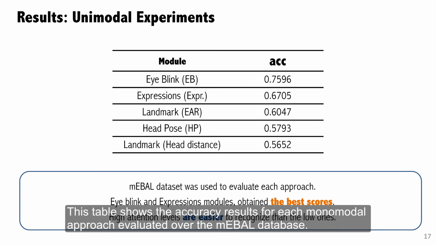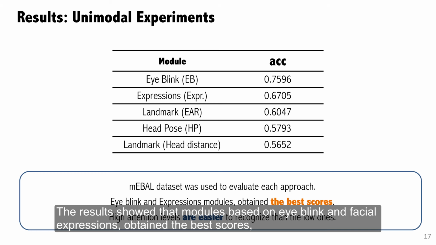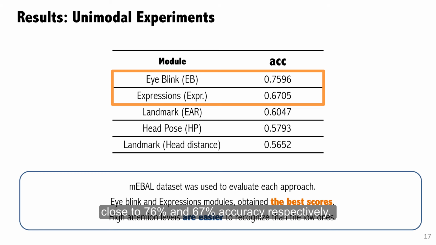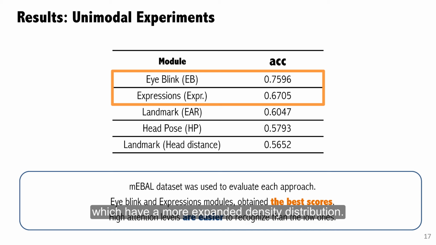This table shows the accuracy results for each monomodal approach evaluated over the mEBAL database. We used the leave-one-out cross-validation protocol. The results showed that modules based on eye blink and facial expressions obtained the best scores, close to 76% and 67% accuracy respectively. Also, we discovered that high attention levels are easier to recognize than the low ones, which have a more expanded density distribution.